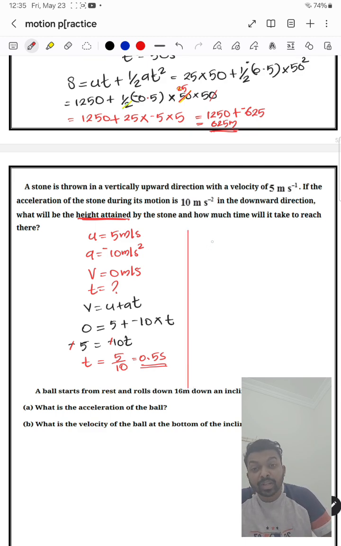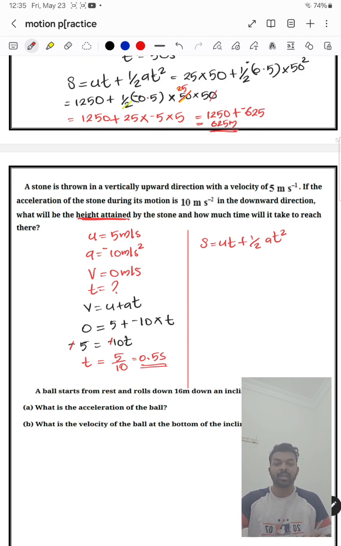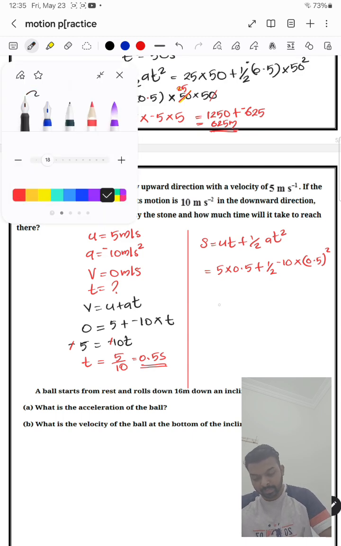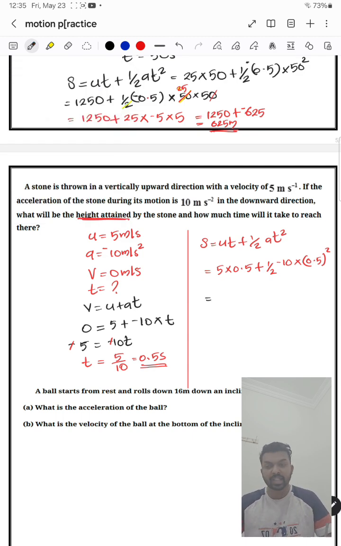So we can use the equation number 2, which is S is equal to ut plus half AT square. Clear? So what is it? S is equal to 5 into time, which is 0.5, plus half into A, which is minus 10, into T, which is 0.5, the whole square. Ready? Okay or not? Then going on to the next step, it is 5 into 0.5.